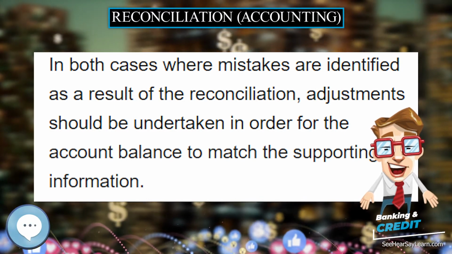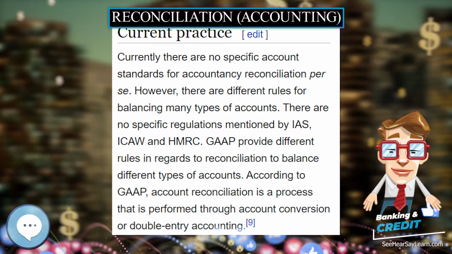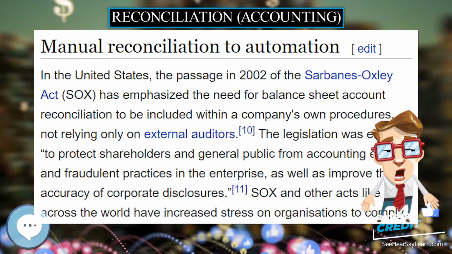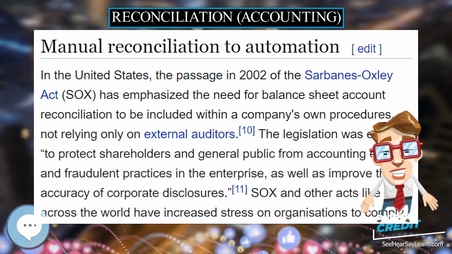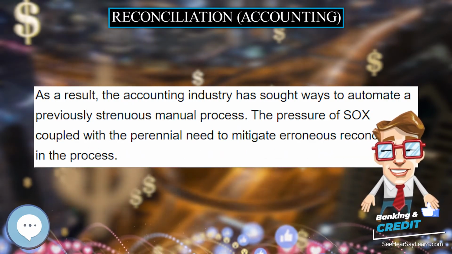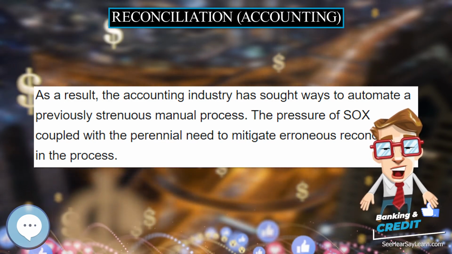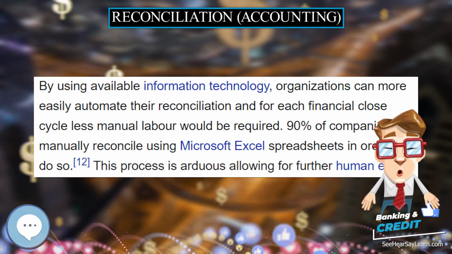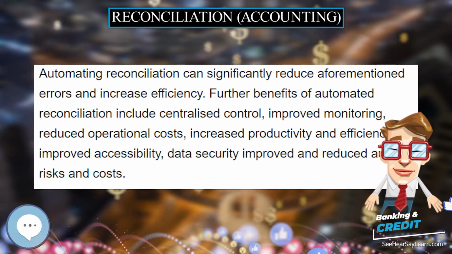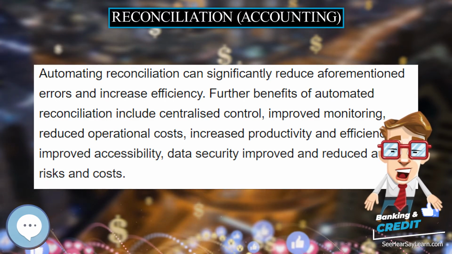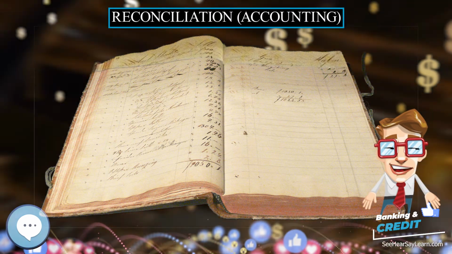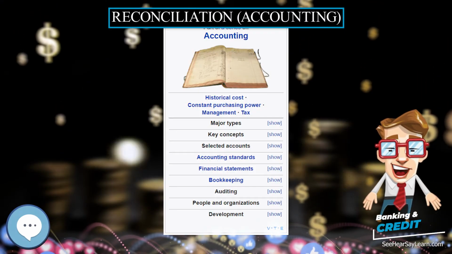Manual reconciliation to automation. In the United States, the passage in 2002 of the Sarbanes-Oxley Act, SOX, has emphasized the need for balance sheet account reconciliation to be included within a company's own procedures, not relying only on external auditors. The legislation was enacted to protect shareholders and the general public from accounting errors and fraudulent practices in the enterprise, as well as improve the accuracy of corporate disclosures. SOX and other acts like it across the world have increased stress on organizations to comply. As a result, the accounting industry has sought ways to automate a previously strenuous manual process.